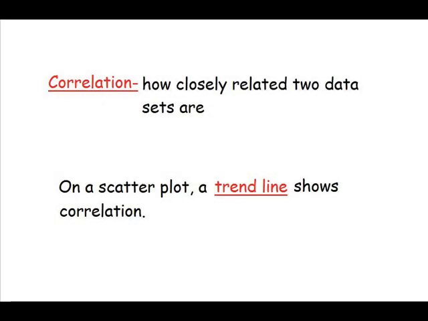Correlation means how closely two data sets are related. On a scatter plot, we see this as our trend line. We have three types of correlation possible. There can be a positive correlation, a negative correlation, or no correlation.